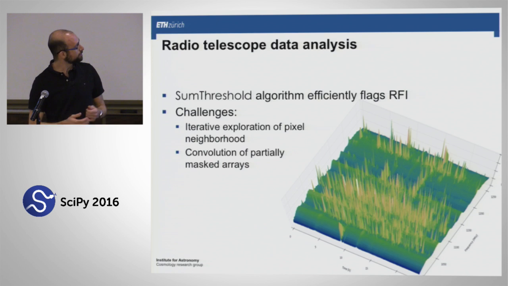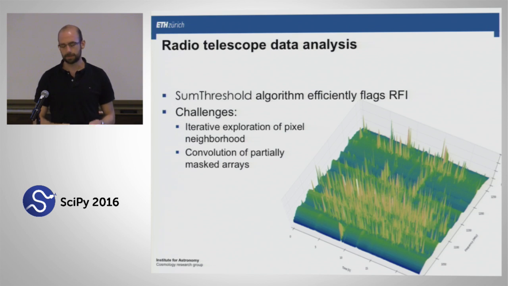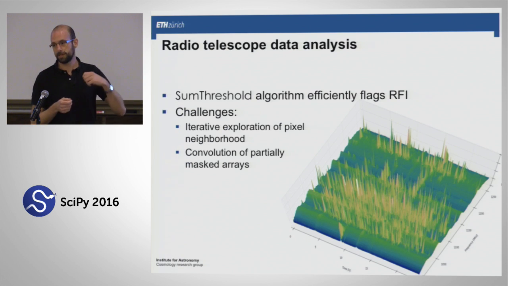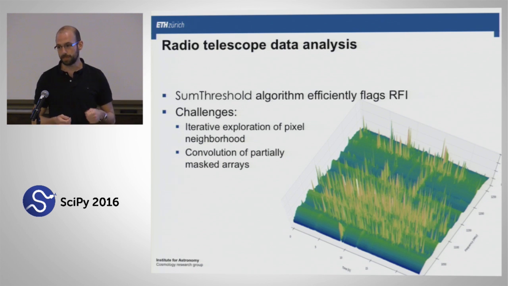But there's a problem. It gives rise to different challenges. By construction, this algorithm is iterative. It looks at pixels, so it's a pixel-by-pixel algorithm. It looks at the pixel and the neighbors of neighbors of that pixel and detects certain statistical properties and decides if this is either a good signal or an RFI signal that we want to flag. That's a problem because it's iterative, so it's a lot of nested loops, and we know that Python is not going to excel when running code that contains a lot of nested loops.